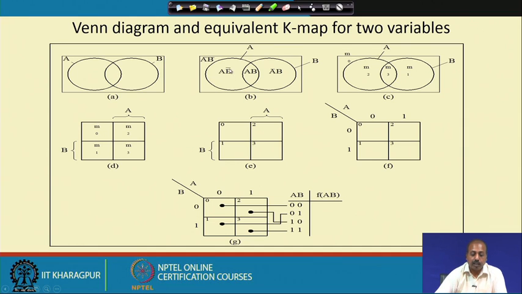Similarly, this part which is common between A and B, we represent as A B, as if both of them are there, both of them are true. This part, A is there, B is not there, so it is A B bar, and this part, A is not there and B is there, so it is A bar B.